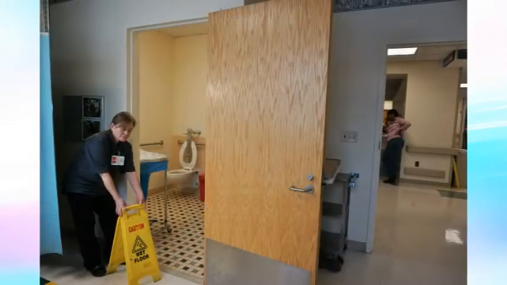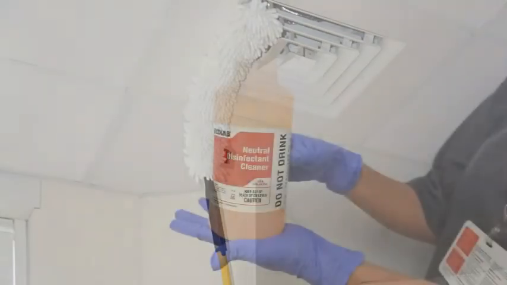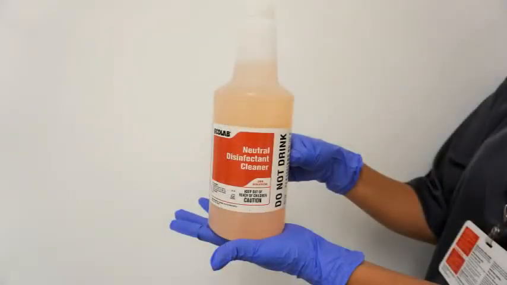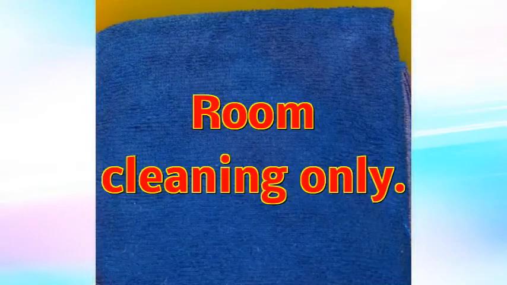Prepare to clean the patient restroom by placing the wet floor sign next to the restroom door. Next, high dust all horizontal surfaces in the restroom. For disinfection cleaning of surfaces and fixtures in the restroom, make sure you are using neutral disinfectant cleaner and orange microfiber wipers. Remember, orange wipers are for bathroom cleaning only. Blue wipers are for room cleaning only.